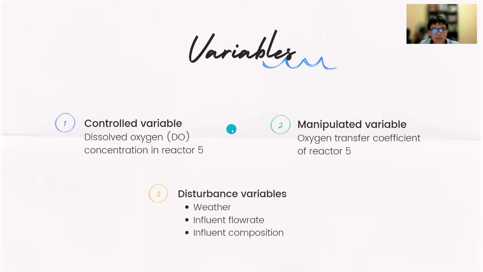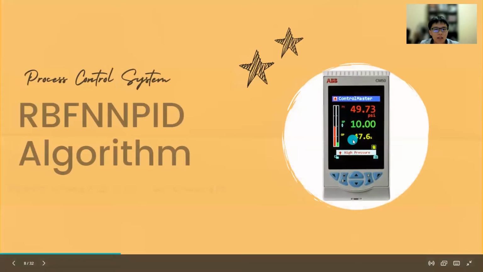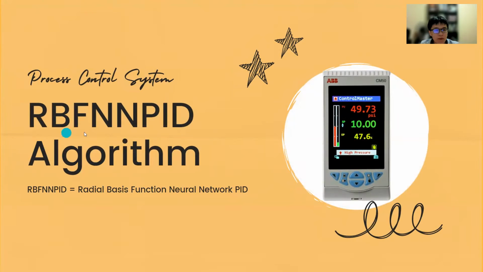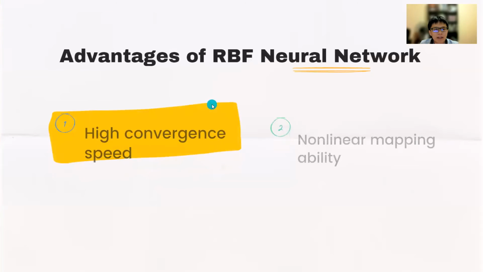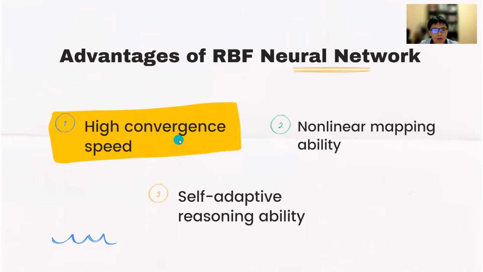The control variable that we have used in our system is the dissolved oxygen concentration in reactor 5, and the manipulated variable is the oxygen transfer coefficient, which can be manipulated via the air flow rate of the pump. The disturbance variables include the weather, the influent flow rate, and the influent composition. The controller that is used is the RBFNNPID algorithm, also known as the radial basis function neural network PID. The advantages of this neural network include high convergence speed, non-linear mapping ability, and self-adaptive reasoning ability.